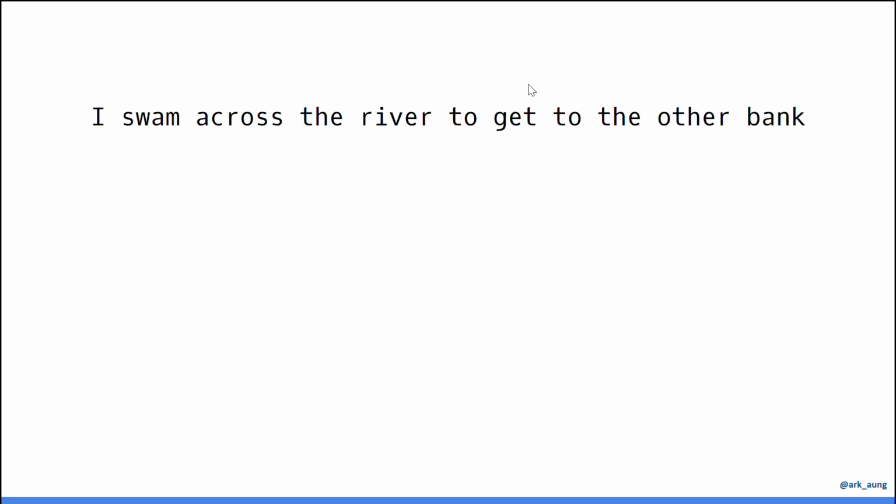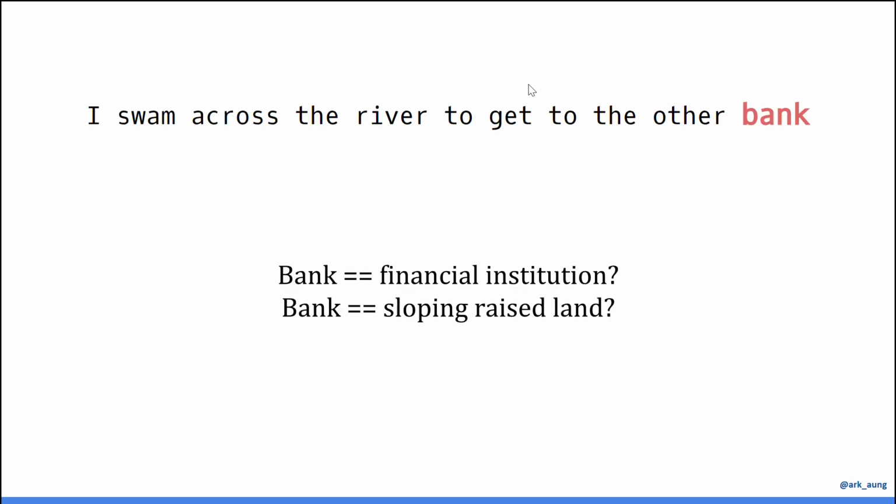First, I would like to give you an example sentence. The sentence is, I swam across the river to get to the other bank. And the important thing here is, what is the meaning of the word bank here? Is it a financial institution or a sloping raised land, as in riverbank?